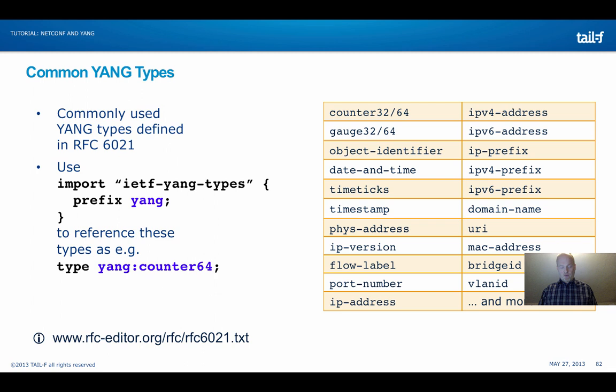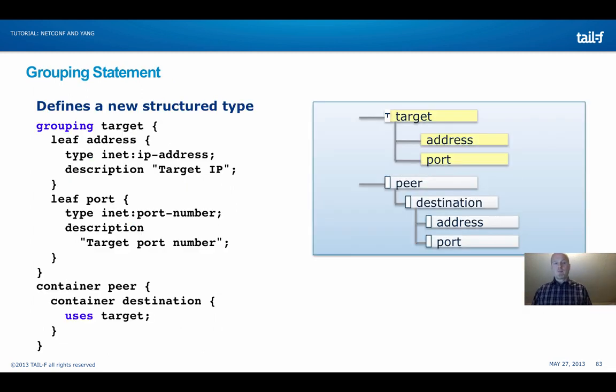Now we will move on to another construct, which is called a grouping. And don't confuse groupings with typedefs. A grouping is a reusable subtree structure. Imagine you have a tree structure in your device, and in several places you need a small tree with an address leaf and a port leaf. So that's a reusable small tree which you would like to use in several places, and that is called a grouping. So grouping target. It has a leaf address and it has a leaf port. So this is not a type at all. This is a reusable subtree structure.